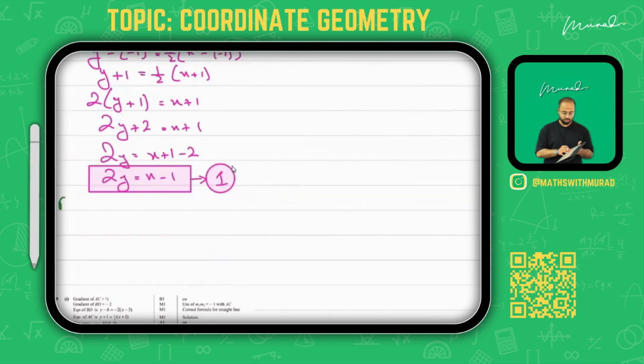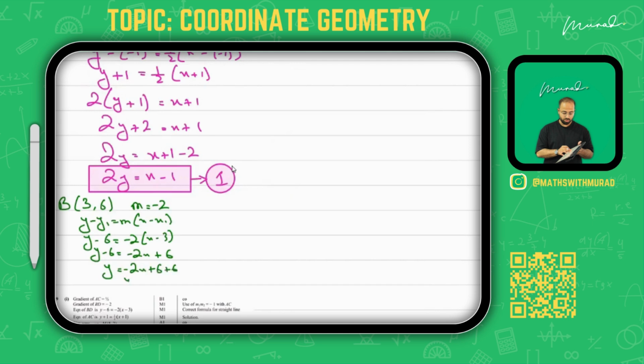So I have the coordinates of B, which are 3, 6, and I have the gradient as -2. So I'll use y minus y1 equals m times x minus x1. So this is going to be y minus 6 equals -2 times x minus 3. I'll multiply -2x, and this will become positive 6. So finally, y equals -2x plus 6 plus 6, y equals -2x plus 12. So this is my equation number 2 right now.